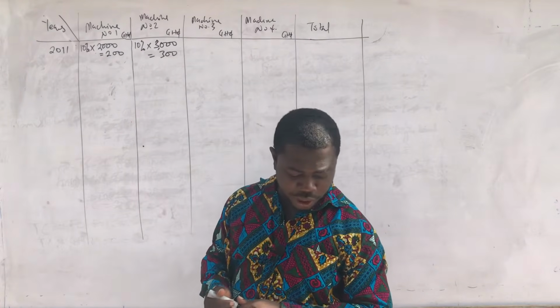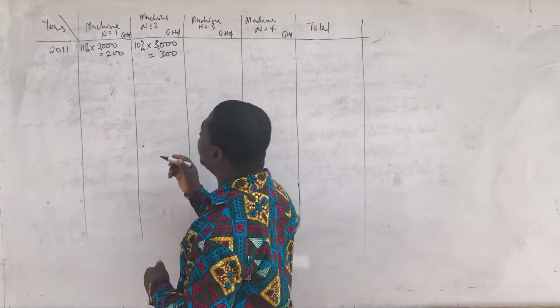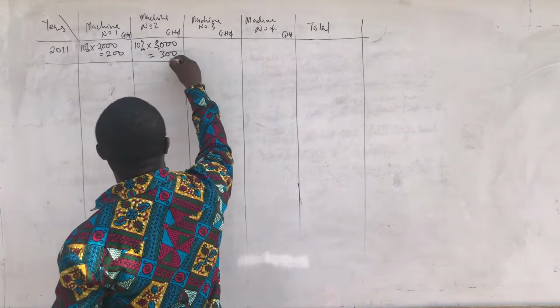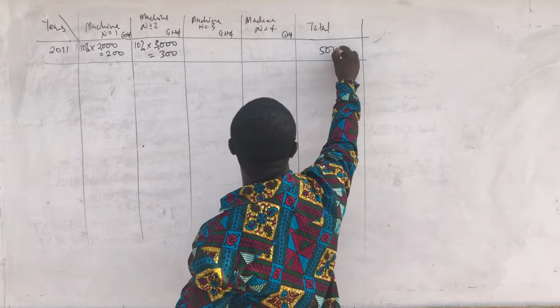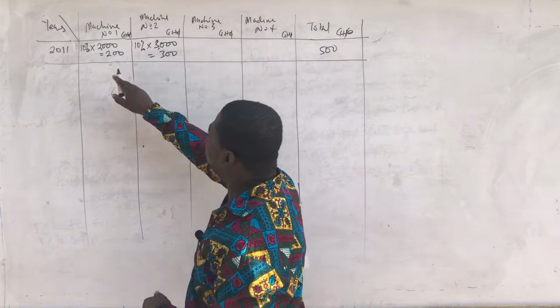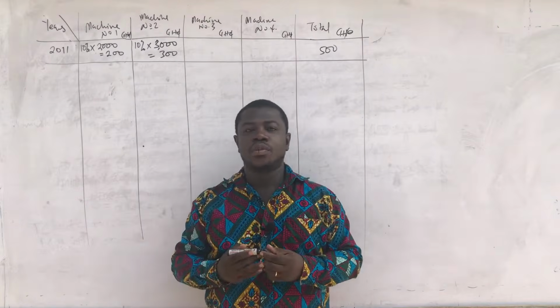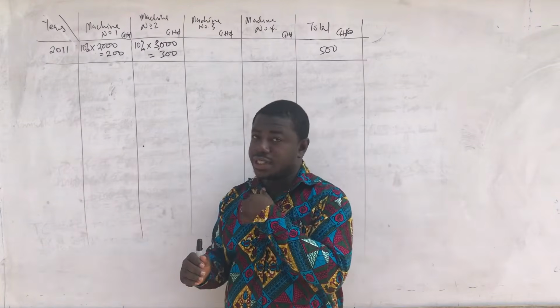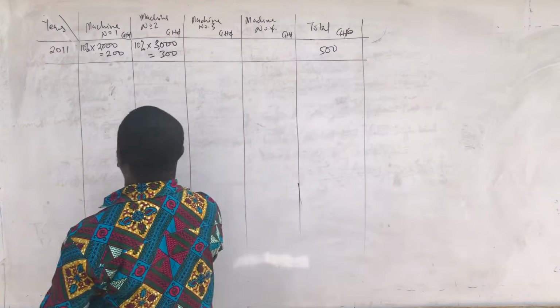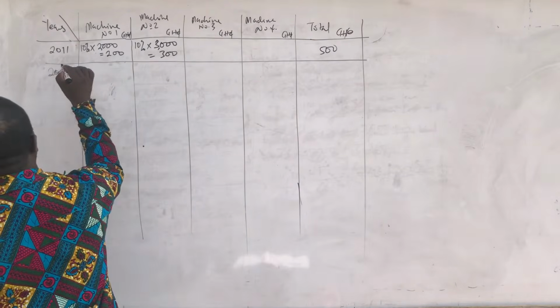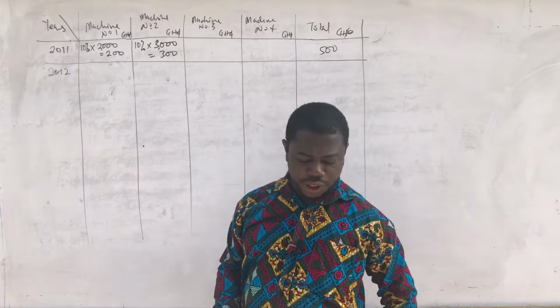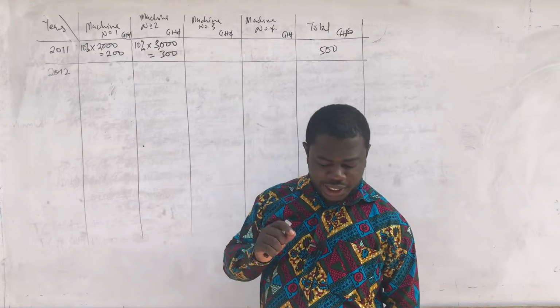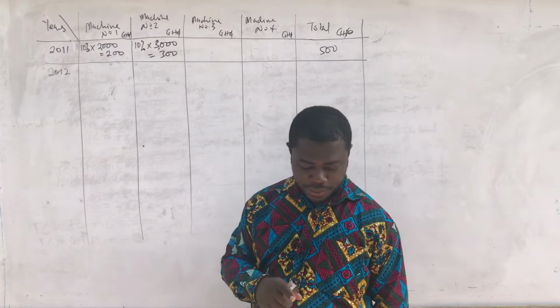The other assets were not there as at 2011. And so we can close for 2011 and put the total depreciation here as 500 Ghana cedis. That is 200 plus 300. All right. So that is for the first year. Then we move to the second year, 2012. Remember, the accounting year ends on 30th November. In 2012, machine number 3 was still not there.